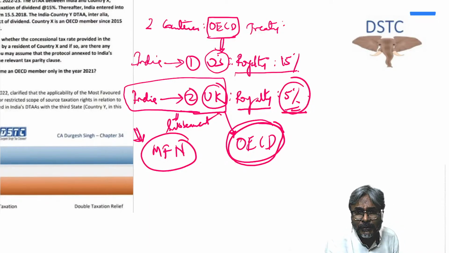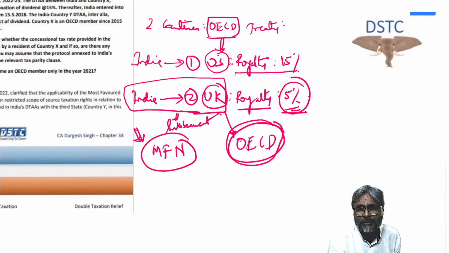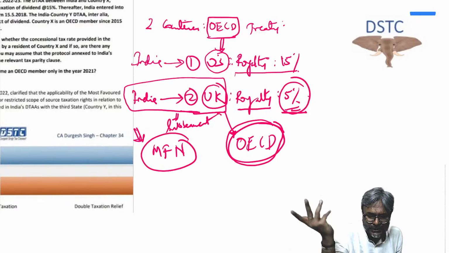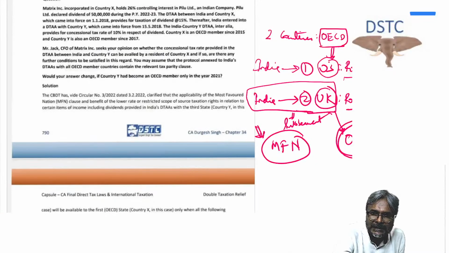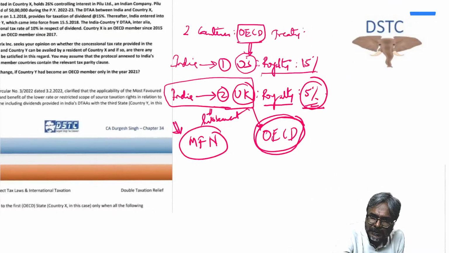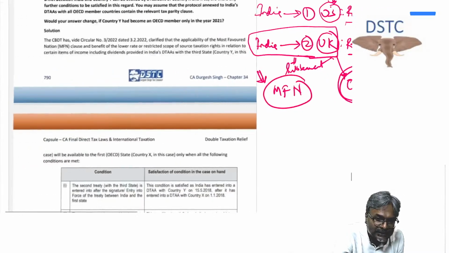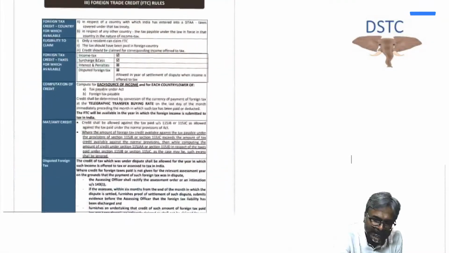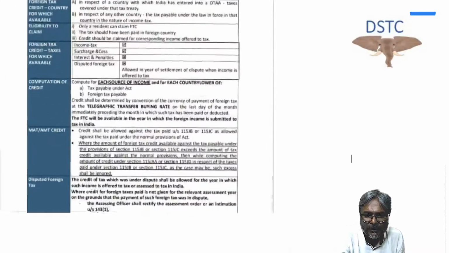What is the answer? Therefore, we are going to say that this beneficial rate of 5% of the India-UK treaty will not be available to a resident of the US because the third condition is not fulfilled. This is exactly what they have given you in this case study. So just keep in mind, friends, these 3 particular criteria applied in this case study. The chances of this case study appearing again are very high, as it was not targeted in the earlier attempt. With that, students, now we come to the foreign tax credit rules.